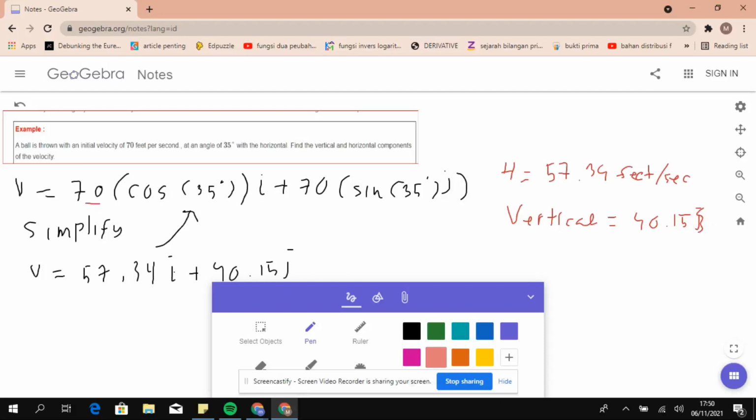So in order to solve these types of question, you need to really know how to form a unit vector using the information given.